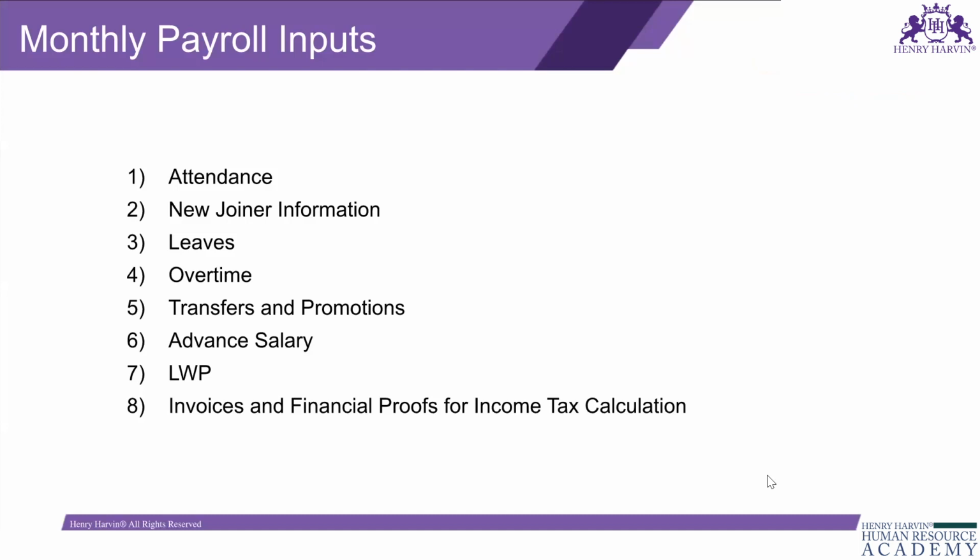So that is why you have to update the advance salary. If you are not updating the advance salary information in the payroll system, then again you will be giving 10,000 rupees. Totally it will be 13,000 rupees.